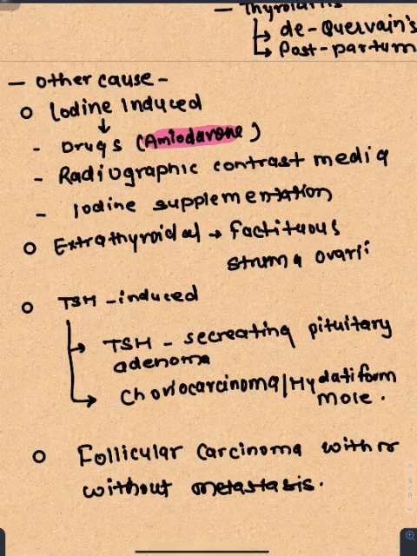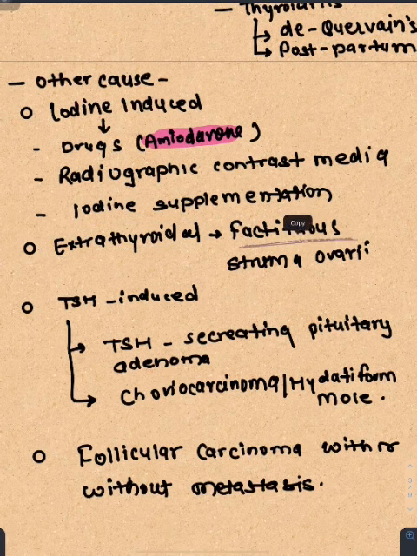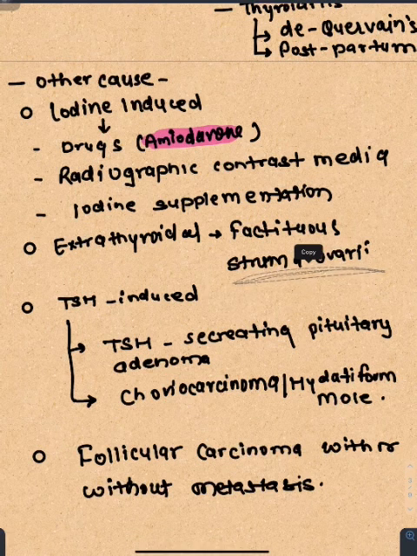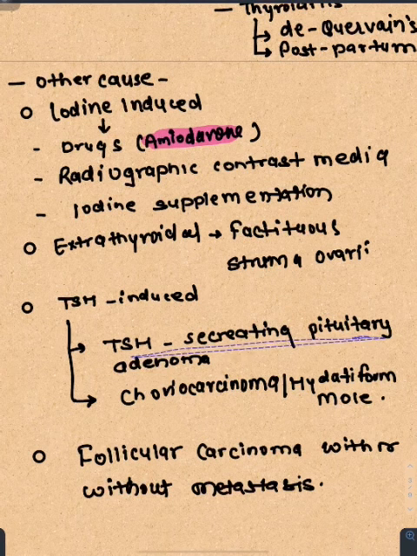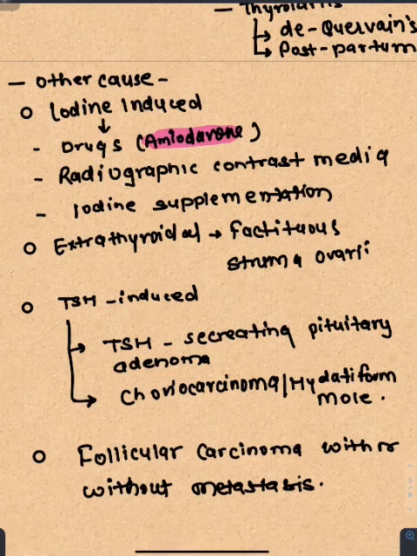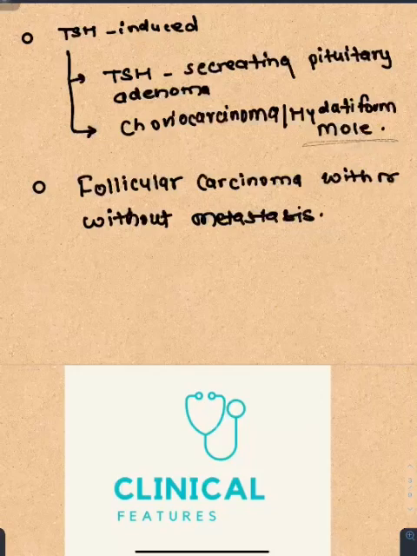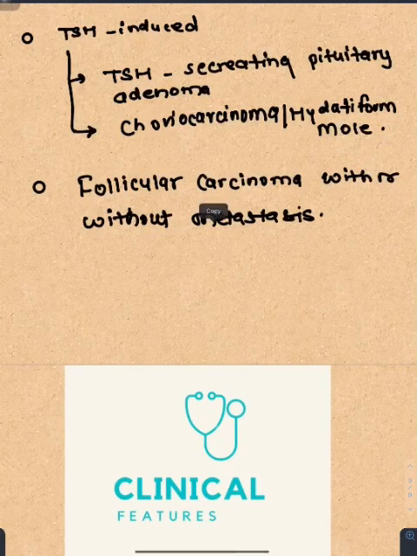There are some other causes of hyperthyroidism. First one is iodine induced, such as drugs like amiodarone, and second one is radiographic contrast media, and the last one is iodine supplementation. Now there are extrathyroidal features such as struma ovarii, and TSH induced, there is TSH secreting pituitary adenoma and choriocarcinoma and hydatidiform mole. The last one is follicular carcinoma with or without metastasis.